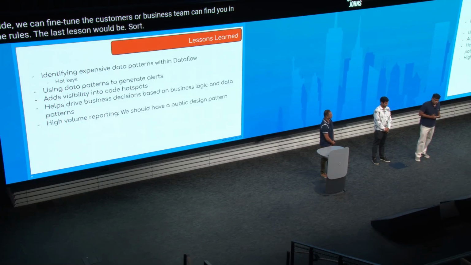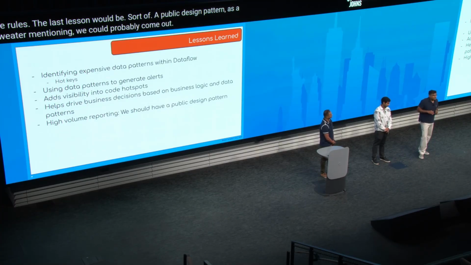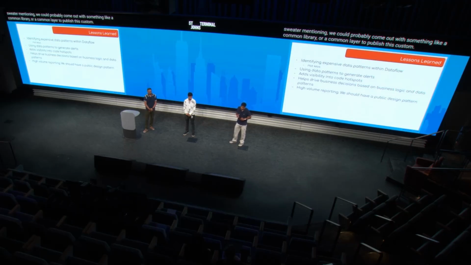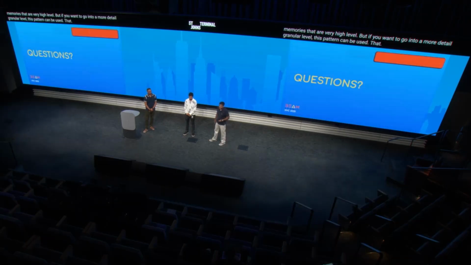The last lesson would be a public design pattern, as Svetak was mentioning. We could probably come up with something like a common library or a common layer to publish these custom metrics so that we can have that in different steps, in different Dataflows. So this becomes a common pattern that we can use. As of today, Dataflow consolidates all these metrics at a very high level, the vCPU and the memory. But if you want to go into a more detailed, granular level, this pattern can be used. Thanks, everyone.